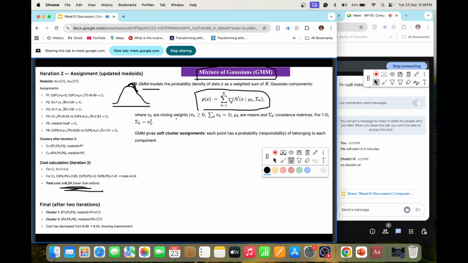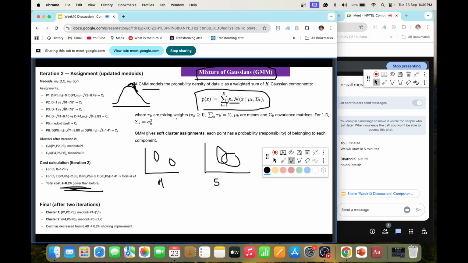Okay, now we have these three important parameters. One is pi k, or the mixing coefficient. Now, k-means or k-medoid algorithms are hard clustering. What is hard clustering? Hard clustering means the clusters do not overlap each other. And this Gaussian mixture is an example of soft clustering. Soft clustering means the clusters can overlap each other. So this Gaussian mixture model is an example of soft clustering.